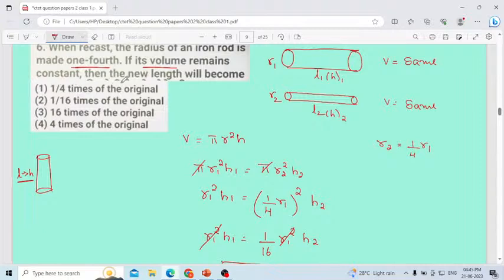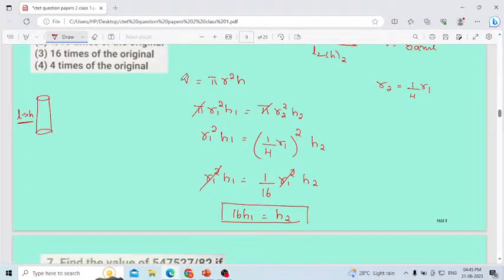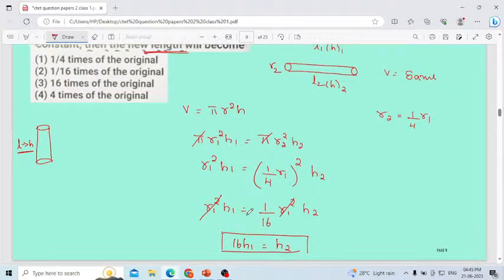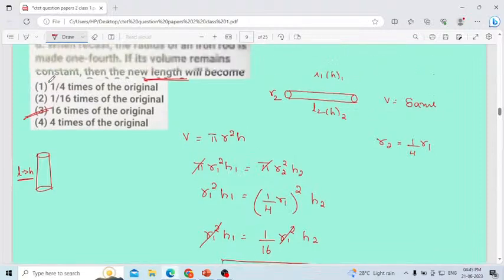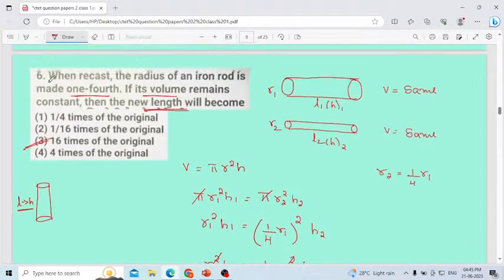The new length, new length or height, both are the same. Therefore the new length or new height will be equal to 16 times the original one. That is your answer. Okay, understood? Understood everyone? I will explain once again.